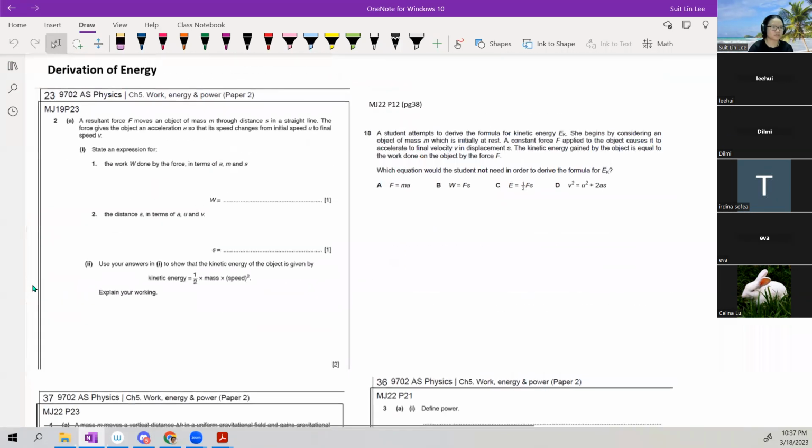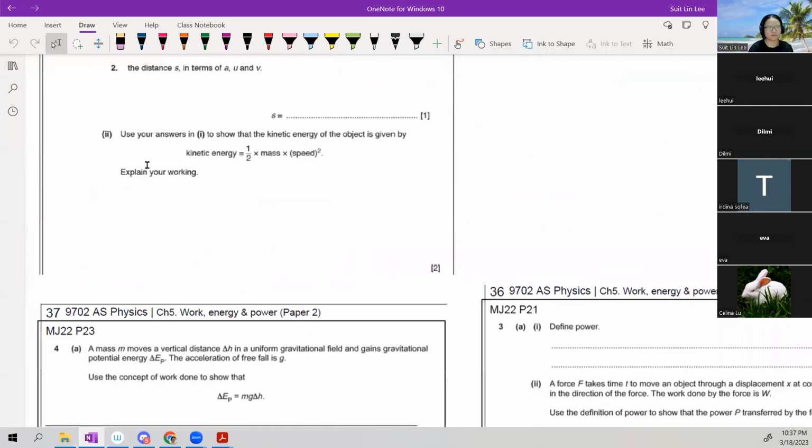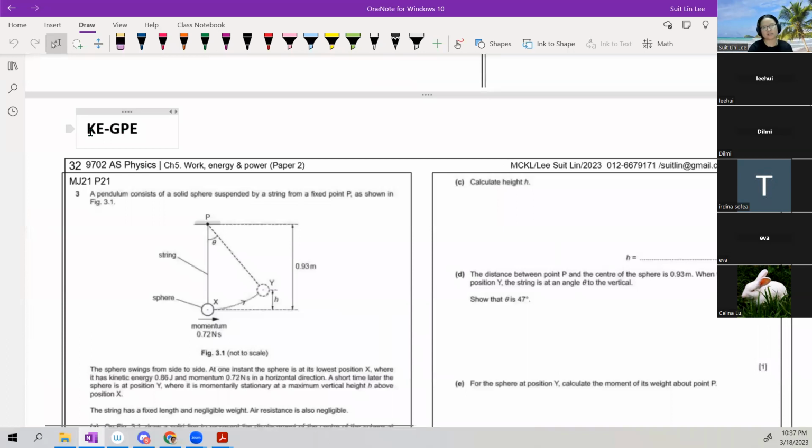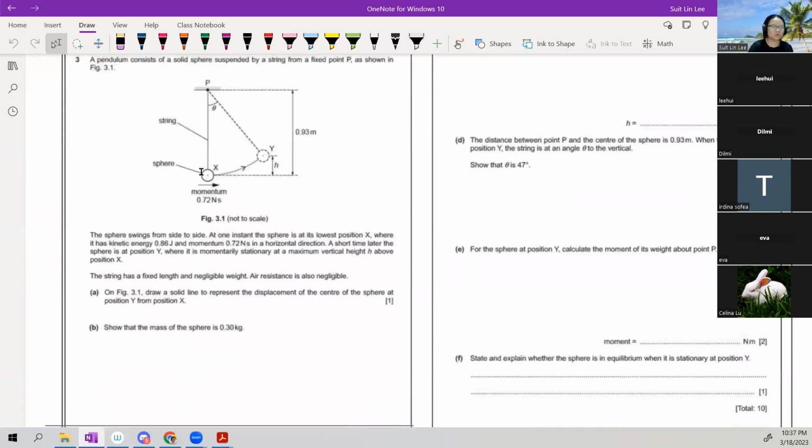So if you look at the questions I've selected, it starts from the derivation of energy. And then we can start easy by converting between kinetic and GPE. This one is what you are very familiar with. Then the block swings up, loses KE, gains GPE, swings down, loses GPE, gains KE. Okay, so I think that one is okay, not a problem.